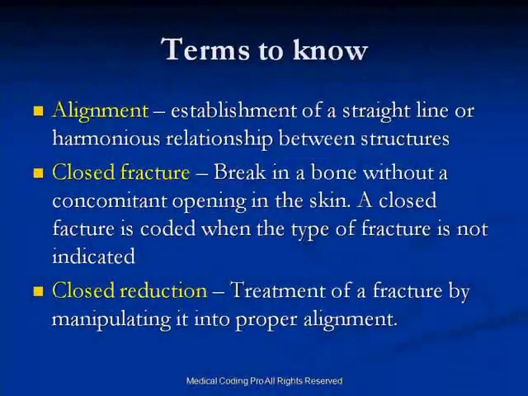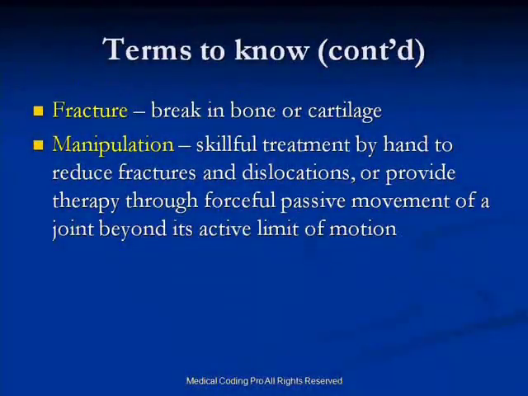Terms to know. Alignment: establishment of a straight line or harmonious relationship between structures. Closed fracture: break in a bone without concomitant opening of the skin. A closed fracture is coded when the type of fracture is not specified. Closed reduction: treatment of a fracture by manipulating it into proper alignment without opening the skin. Fracture: break in the bone or cartilage.